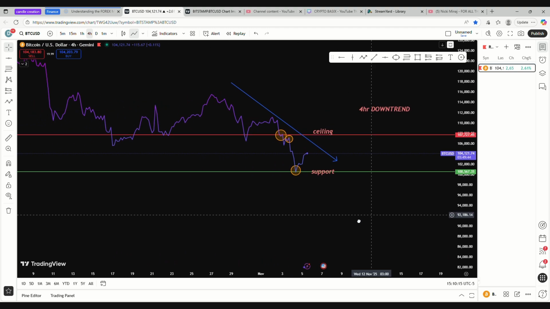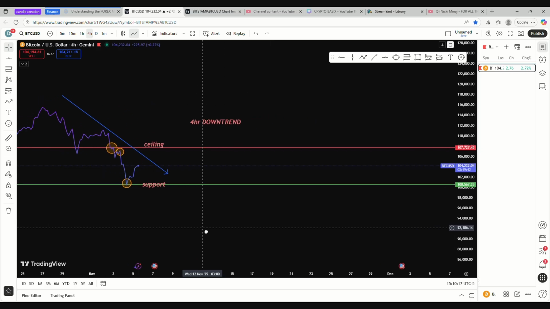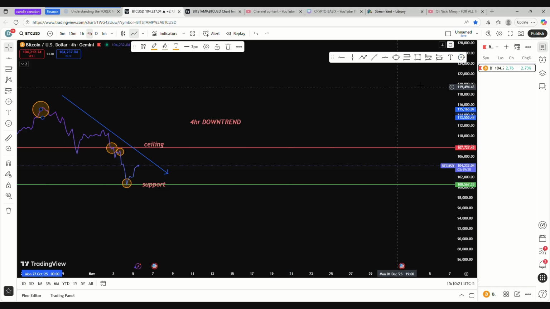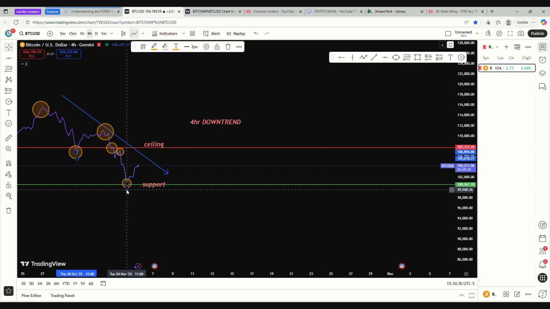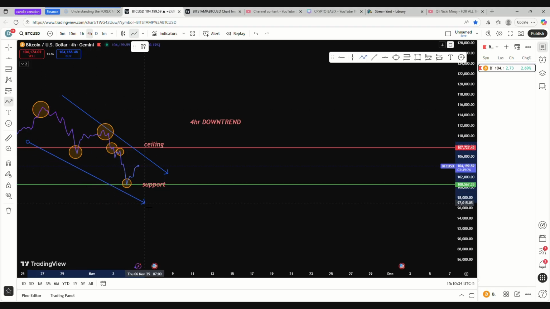But lower high, lower high, lower high, lower low, lower low, lower low, right? If the overall trend is telling you we're in a downtrend, what are you going to do? You're going to sell. All right. You're going to do the same thing and repeat.